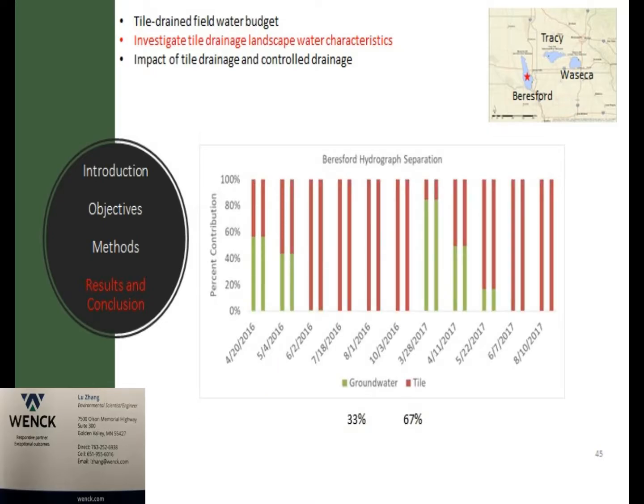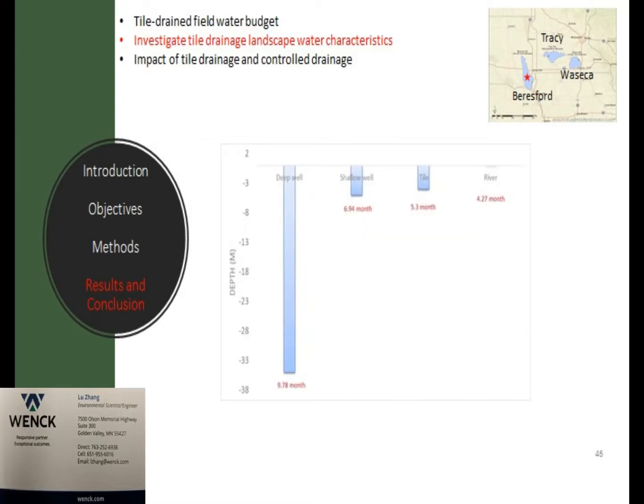So the hydrograph separation shows similar results. Using groundwater and tile flow as inputs for the end-member analysis, groundwater is composing on average 33% and tile flow is 67%. So for the water mean transit time, it's a cleaner graph where river is at 4.27, tile is at 5.3, shallow well 1 foot below the tile is at 6.94 months, and then it takes water almost 10 months to move to the location of the deep well.